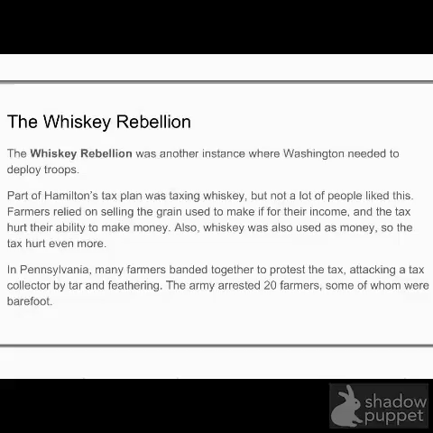We also talked about the Whiskey Rebellion. The Whiskey Rebellion was just another instance of where Washington needed to deploy troops and make tough decisions. Part of Hamilton's tax plan, remember, through the National Bank, he needed to eliminate debt. So he found things to tax, and whiskey was one of them. Whiskey was seen as a sin tax, if you want to call it that, but also because it was such a popular thing. There was so much of it, and it was being used as currency, that the government felt they had the right to tax this. And we see that with a lot of things in our culture today.